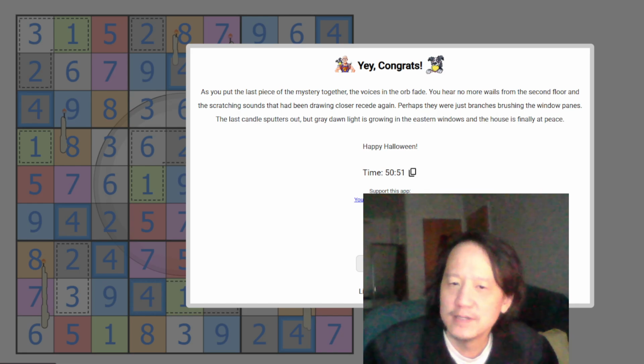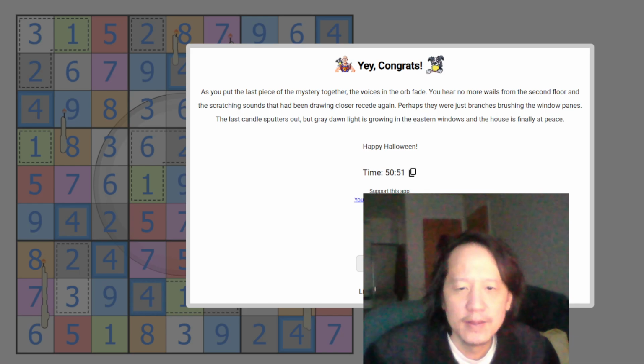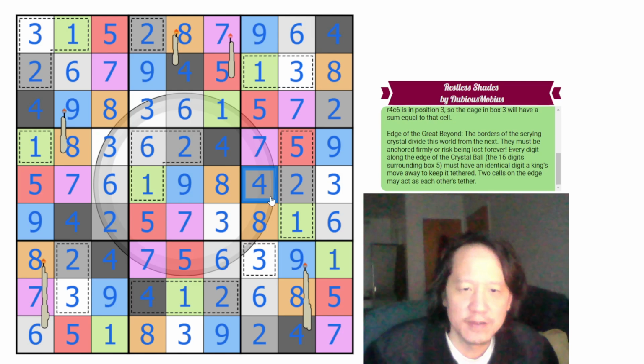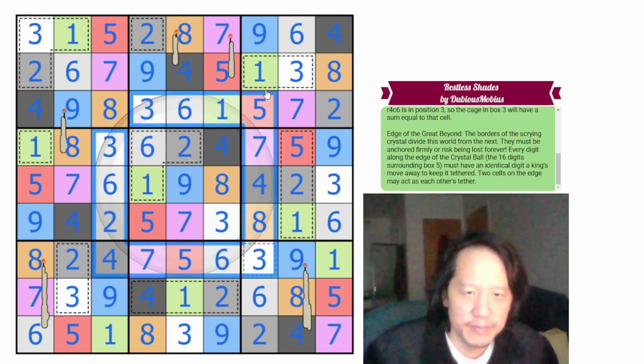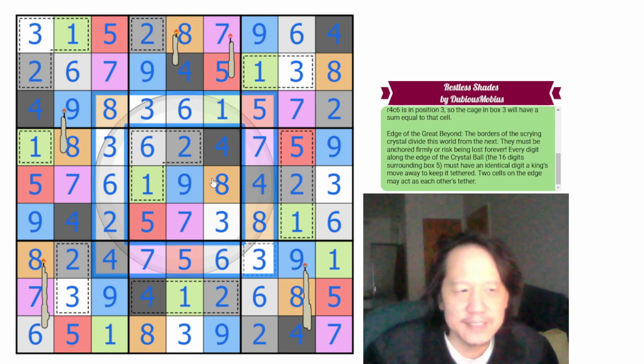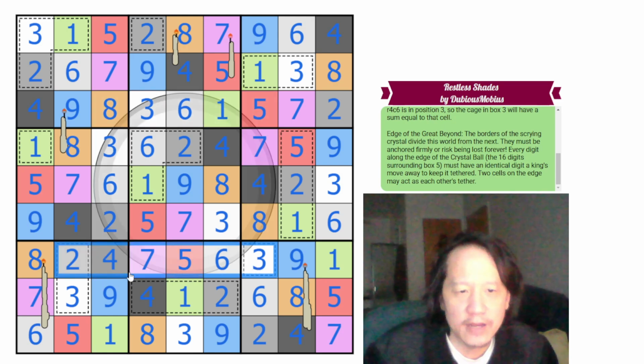at peace. Happy Halloween! Yeah, I would consider this a challenging level. Pretty cool puzzle, actually. A very interesting rule set, but it's not easy, I would categorize.